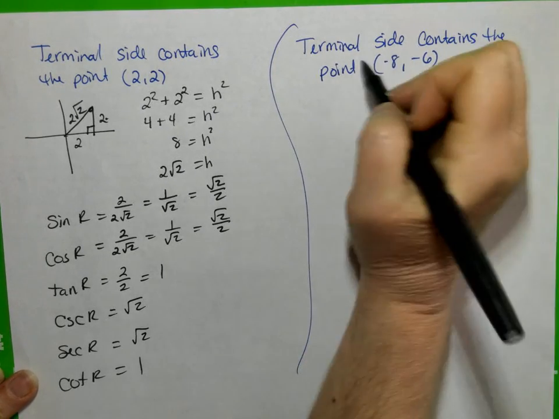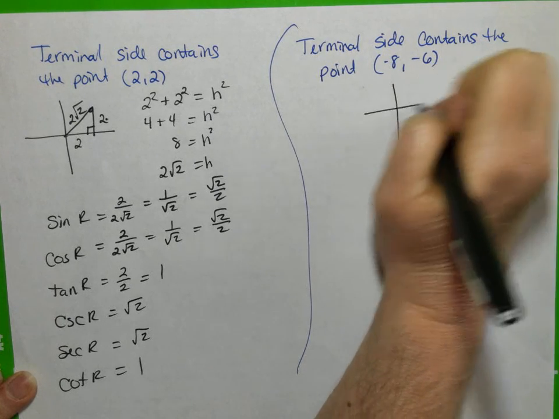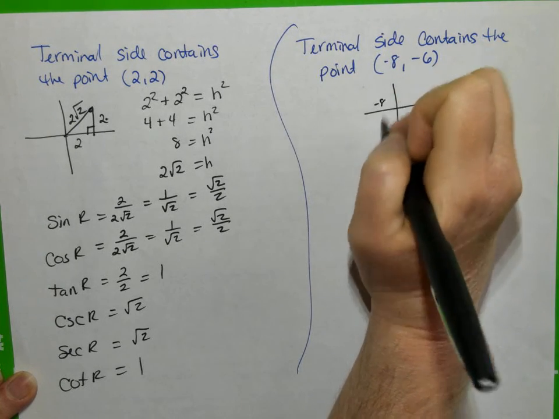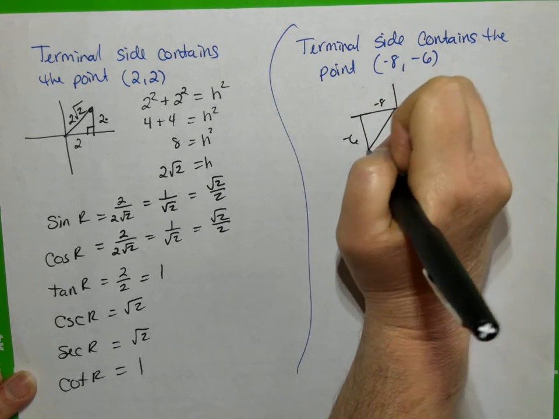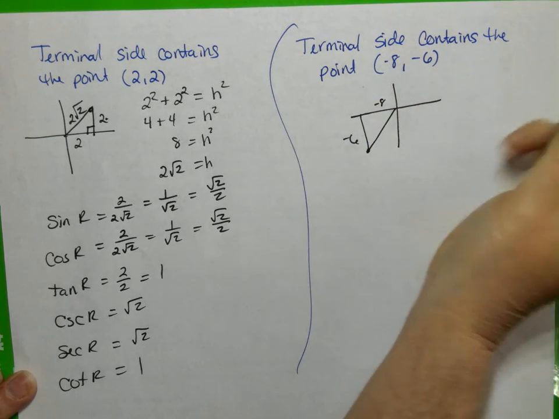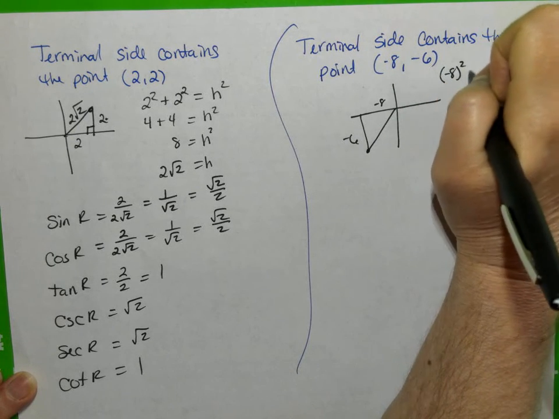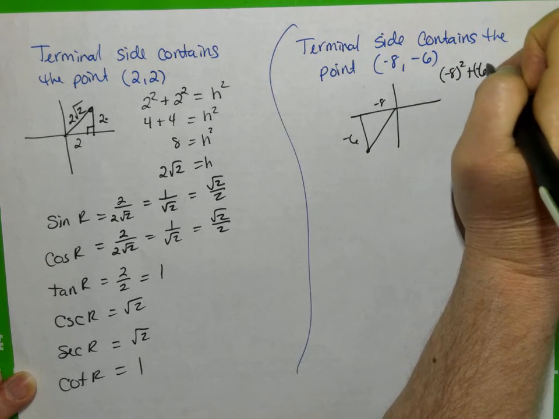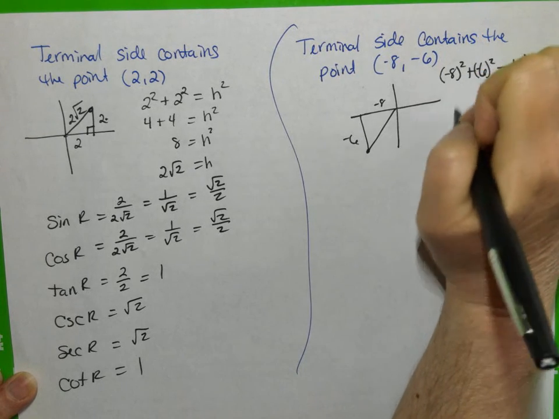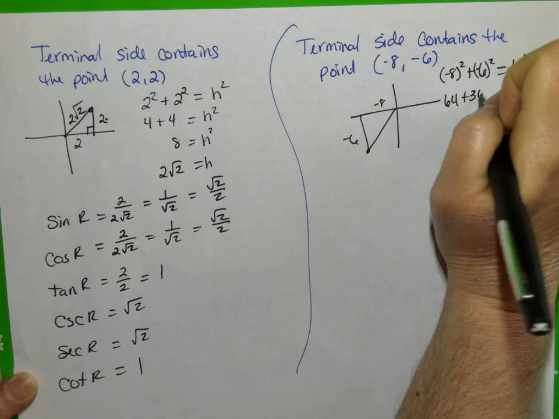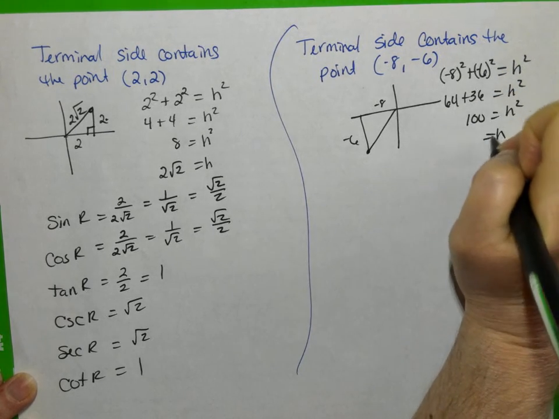This time we have the terminal side contains the point -8, -6. -8, -6 puts me right there. Here it is, -8, -6. I got to find that third side. So -8 squared plus -6 squared is the hypotenuse squared. So 64 plus 36 is the hypotenuse squared, so 100. So h must be 10.